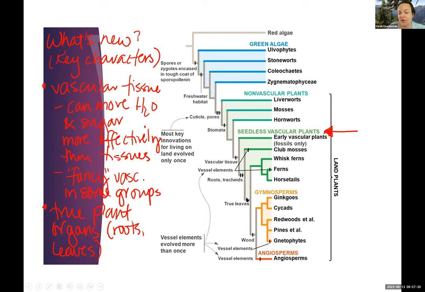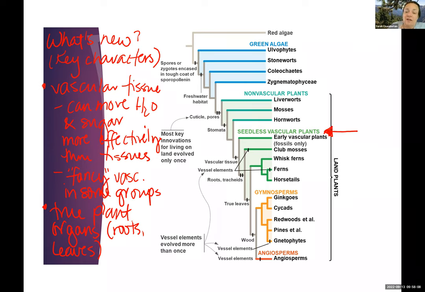So if my little hash mark is there, that means that everybody sort of downstream of that hash mark has them. So whisk ferns, which you haven't heard about yet, ferns and horsetails, which you did hear about, right? Those all have true leaves, even though, thank you, Natalie, for putting that in the chat, horsetails, you saw their leaves are these sad little pathetic, tiny little things, right? And if you didn't look at those in the lab, make sure you do, okay? Next time we're back there.